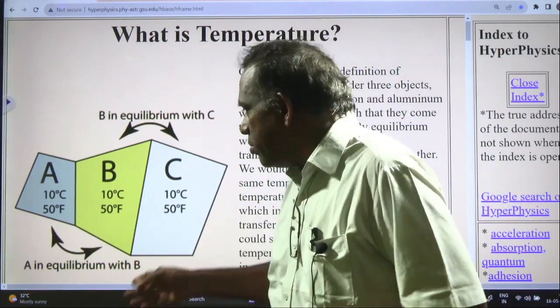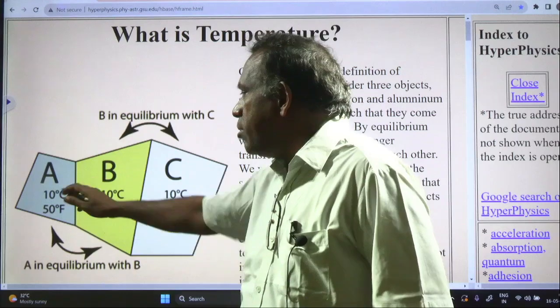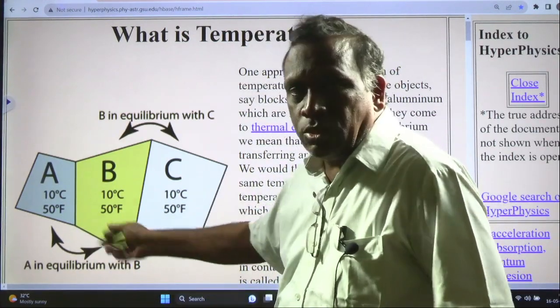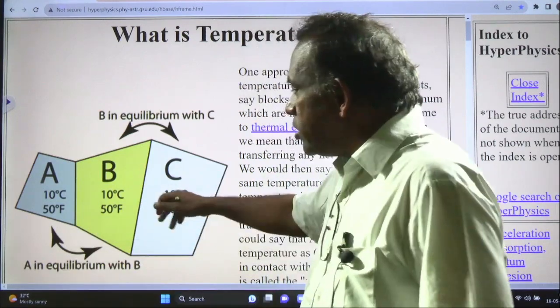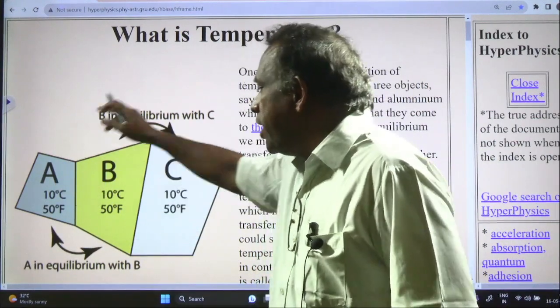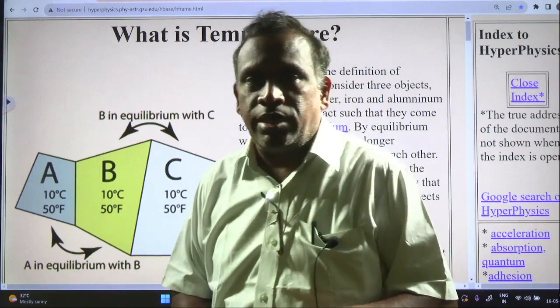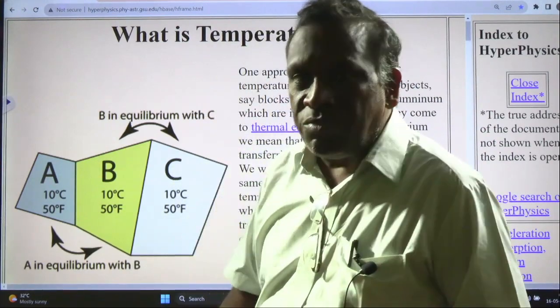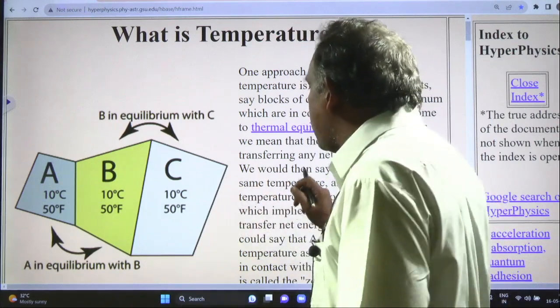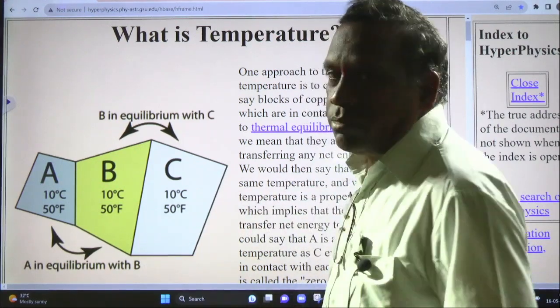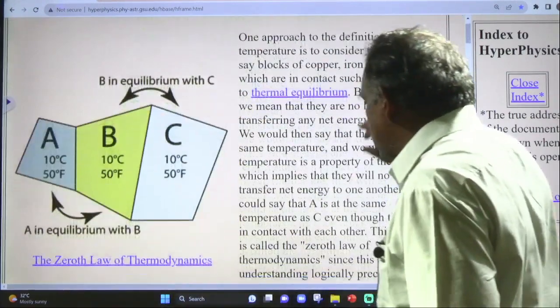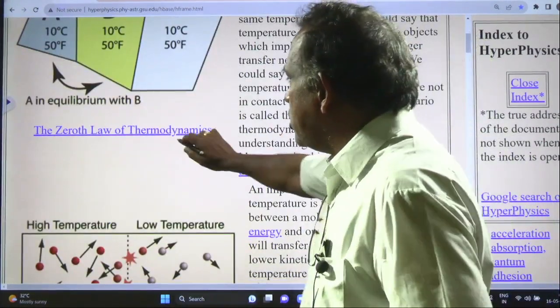A and B are at the same temperature. B and C are also at the same temperature. Then automatically A and C are also at the same temperature. That is the simple law, called the zeroth law of thermodynamics, that is thermal equilibrium. The body maintains constant temperature. This is only the zeroth law of thermodynamics.